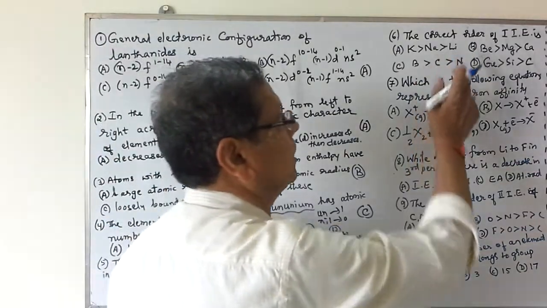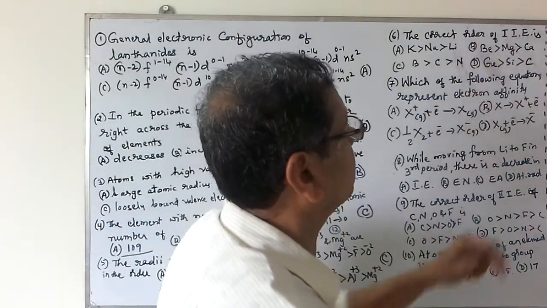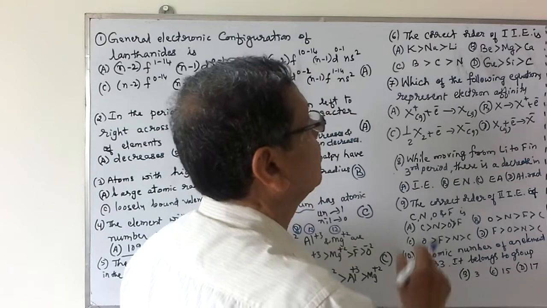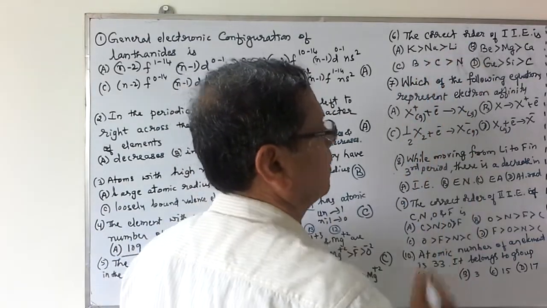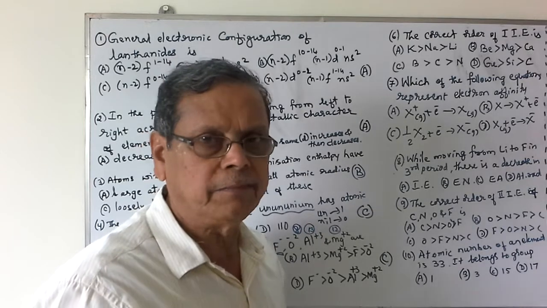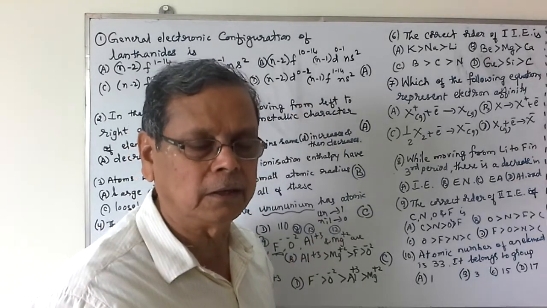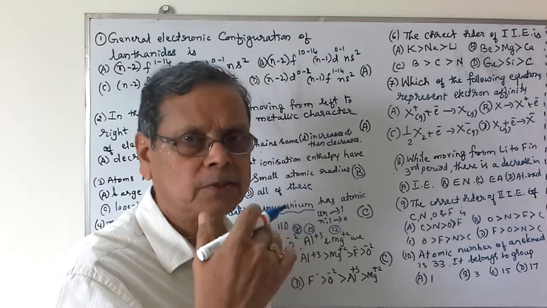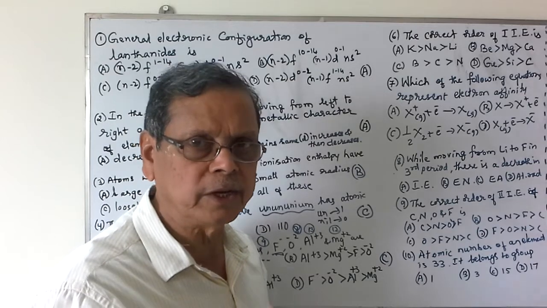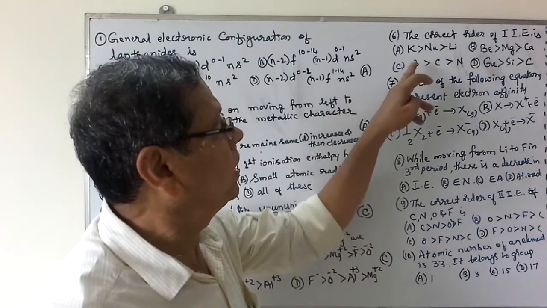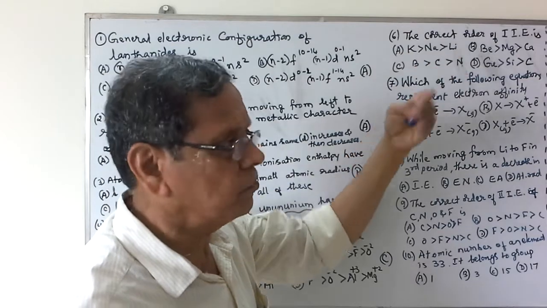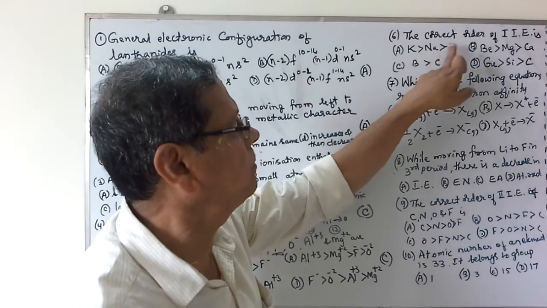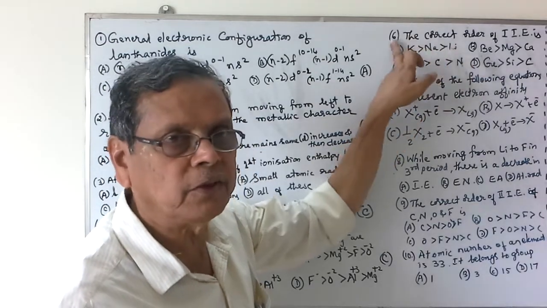Then coming to the sixth question: the correct order of first ionization energy. IE stands for ionization energy. Among potassium, sodium and lithium, we move down the group from lithium to sodium to potassium. As lithium has a smaller size as compared to sodium, and sodium has a smaller size than potassium, the first ionization energy should decrease. That is, potassium has lower ionization energy than sodium, and sodium than lithium. That's why the first answer is not correct.